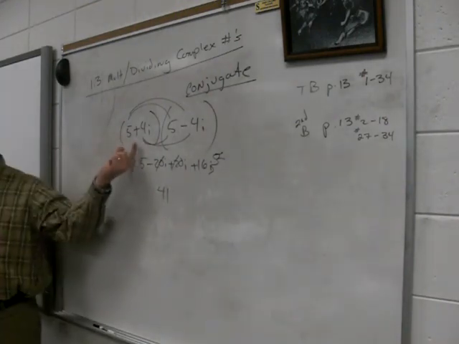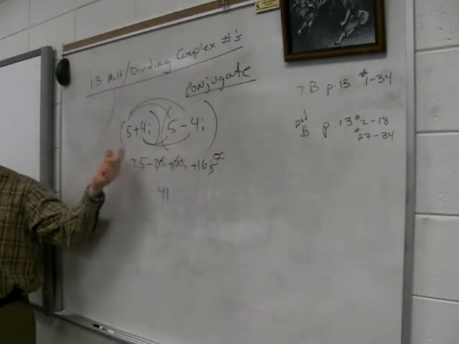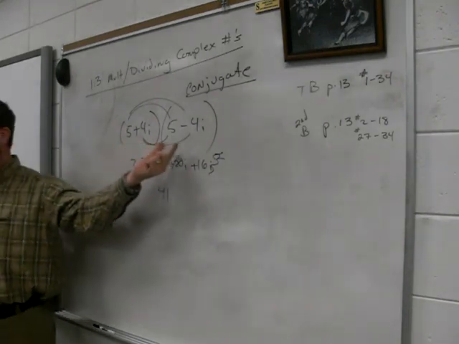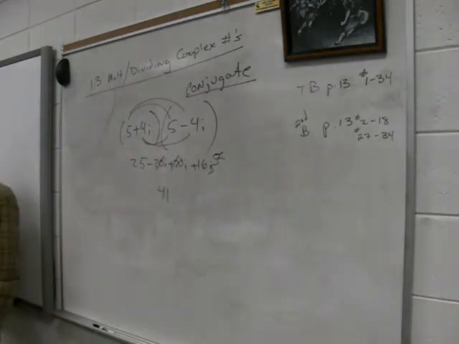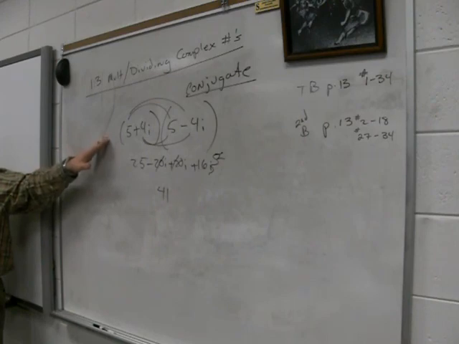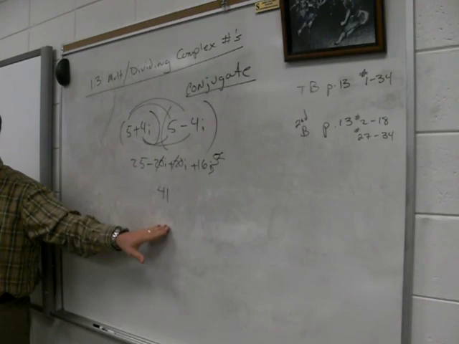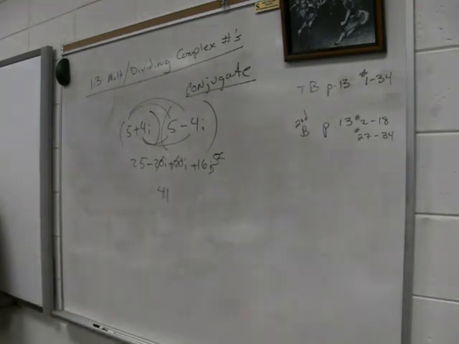We started out multiplying two complex numbers that have a special relationship. 5 plus 4i has a special relationship with 5 minus 4i. They are conjugates. That's how you say it. So when I multiply two complex numbers that have that special relationship called conjugates, I will always get a real number. Always. I don't use the word always unless it's always true.